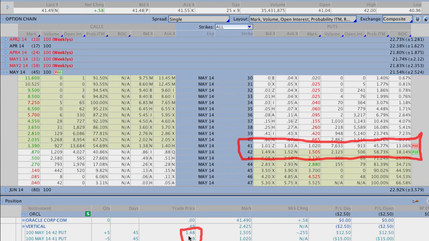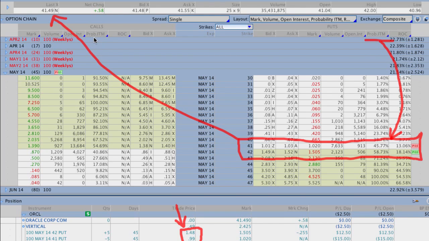We actually paid $1.48 for the 42 puts, so we bought those for $1.48, and then we took in a credit of $0.99 for the 41 puts. So the difference between those is our $0.49 debit that we paid. Now you'll notice that this is definitely a 50-50 probability trade because you'll see that the mid price around these right now is $41.50. So that is the break-even price that we have, which is almost exactly where the market traded at the end of the day and where it closed.